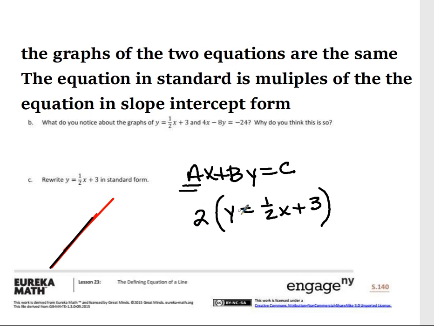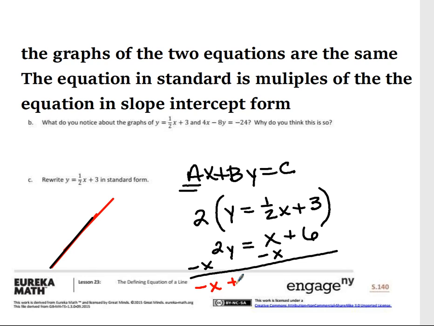So 2 times y is 2y. 2 times 1/2 x is just 1x or x. And 2 times 3 is 6. Now it's almost in the correct form. What do I need to do? Yeah, we have x's over on the left side, so I need to subtract an x from both sides. And now I have negative x plus 2y equals 6.